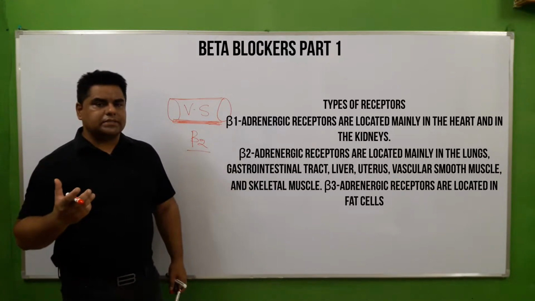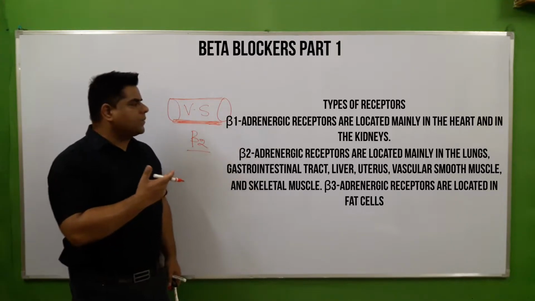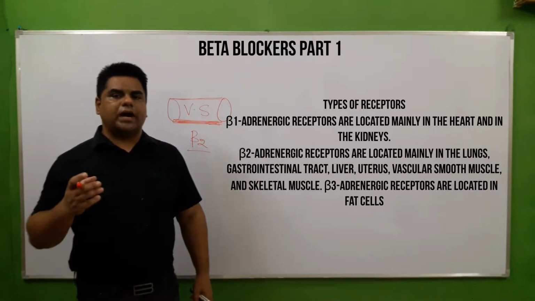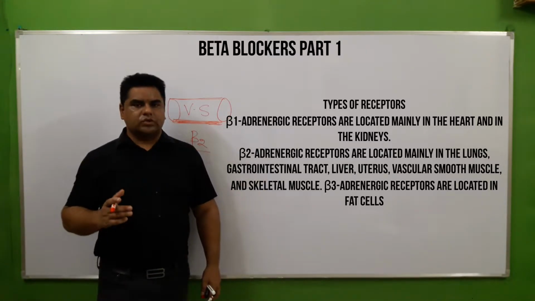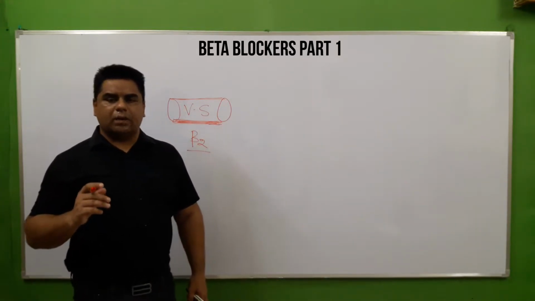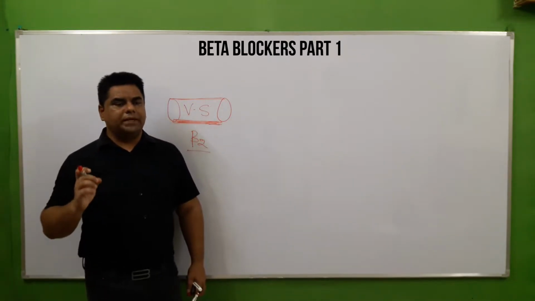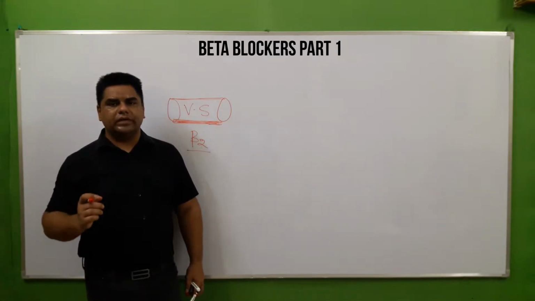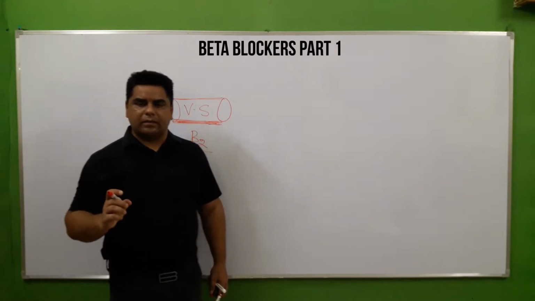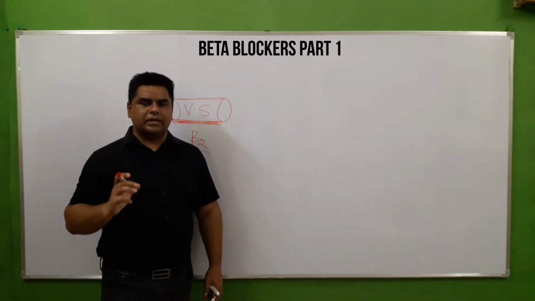Now lastly, beta 3 adrenergic receptors are primarily located in the adipose tissue or fat cells in the body. So this was the short discussion giving a crystal clear concept of beta 1, beta 2 and beta 3 adrenergic receptors. Understand? Everybody clear about this? Anybody having any doubt, you can ask in the comment section.